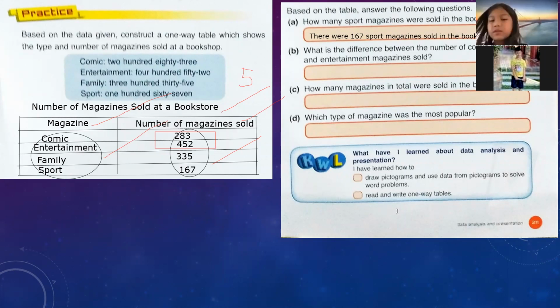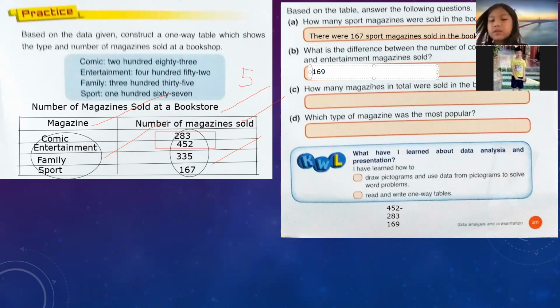452 first, 452 minus 283 equals... so 1, 5 becomes 4, 14, so 6, 2 become 12, 9, 169. Yes or no? Yes. So how can we make a sentence out of this 169?